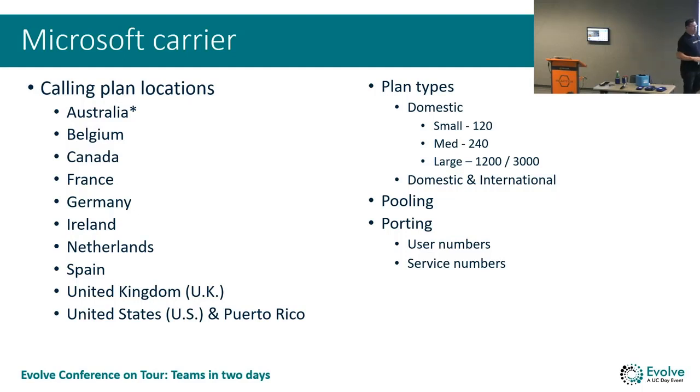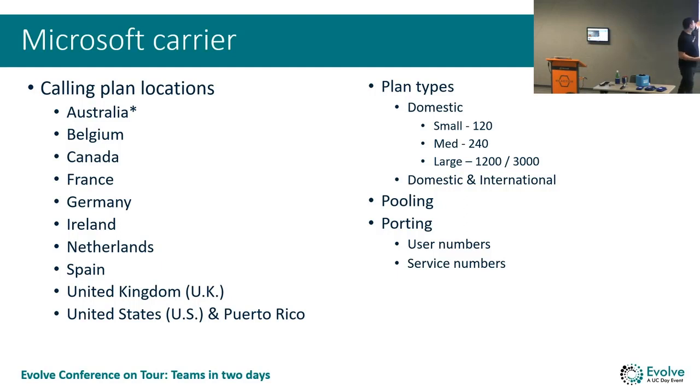The ports I've done with Microsoft, they're not seamless, but when they say no, generally you will get a good idea about why that port hasn't been successful, and you will get a reasonable amount of information back to help you work with it. If you are porting in numbers, you can choose for those to be allocated as either user numbers or service numbers.